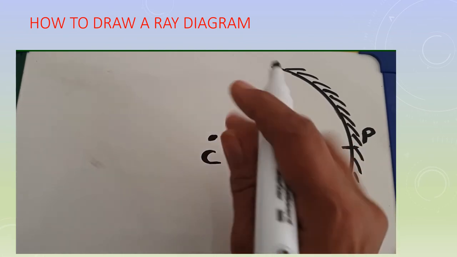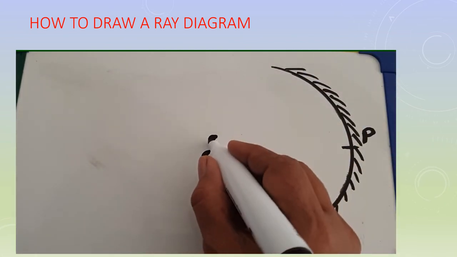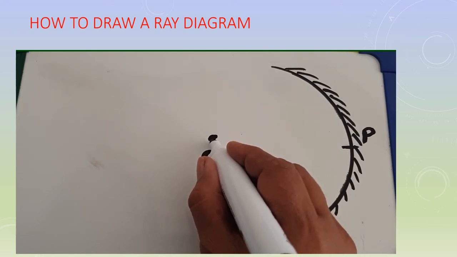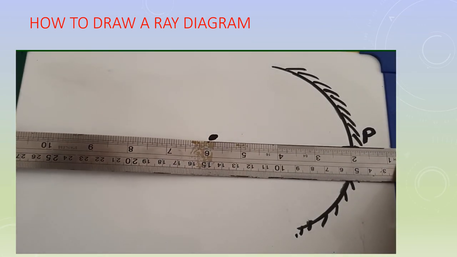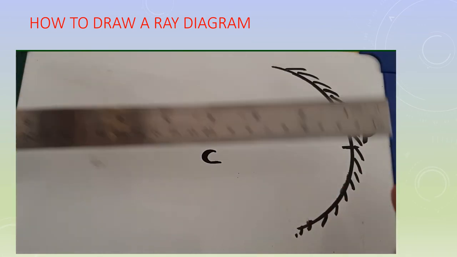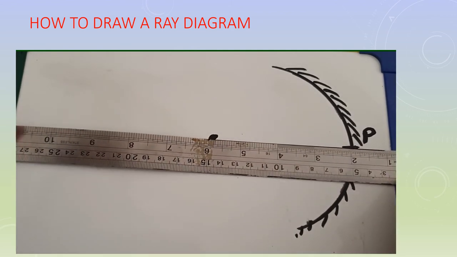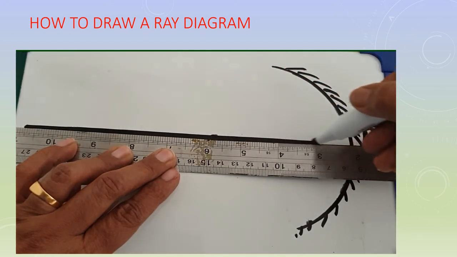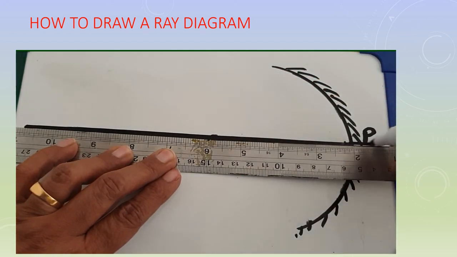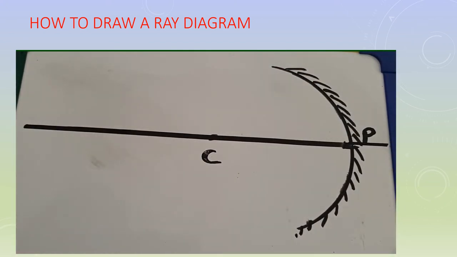When you use a compass, you can see that very correctly. Where you fix the pin of the compass, there will be the center of the mirror. Now we'll draw a line passing through C and P. That will be the principal axis that we learnt. So draw a line passing through the center of curvature and pole of the mirror. That is the principal axis.